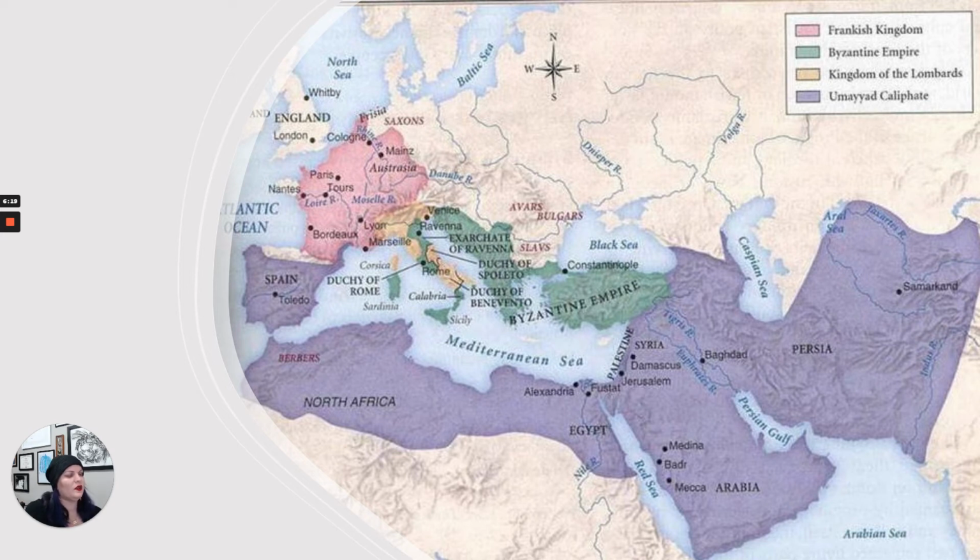Then we can see in green, this is the diminished Byzantine Empire before Constantinople falls. In Italy, we have the Kingdom of the Lombards, which is sort of intermixed with Byzantine. We have the Frankish Kingdom in what's now France and part of Germany. And you can see the Umayyad Caliphate goes all the way from the Middle East, all the way up through northern Africa and into Portugal and most of Spain.